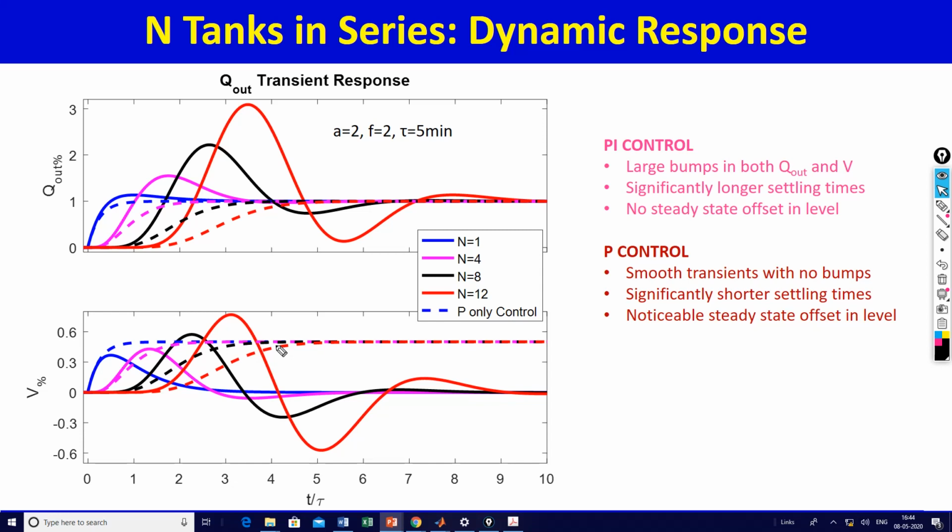From all of this, because the purpose behind putting these tanks is to filter out flow variance so that the downstream unit sees less significant flow variability, it's quite obvious that P control is good. So we recommend P control for smooth process operation in the sense that flow transients get filtered out. There is no amplification in flow variability. PI controllers, on the other hand, amplify flow variability in the sense you start getting bumps.